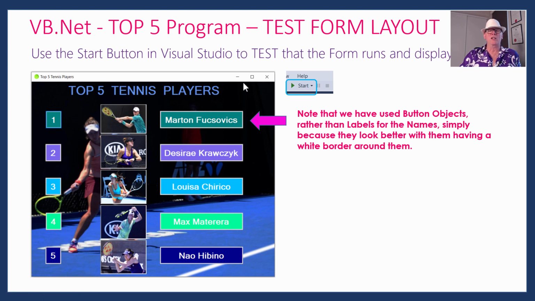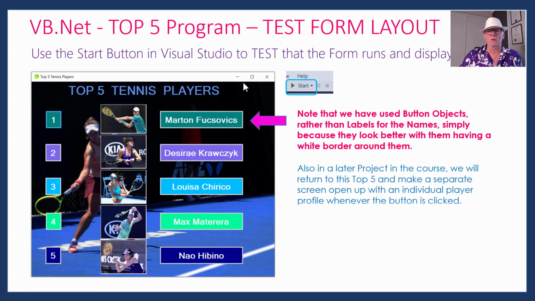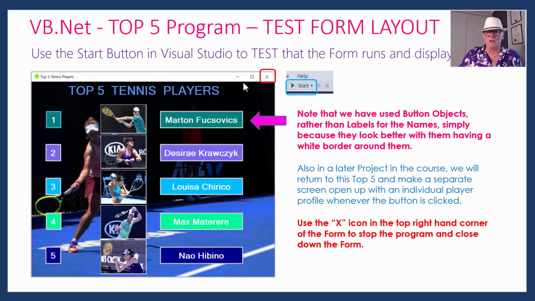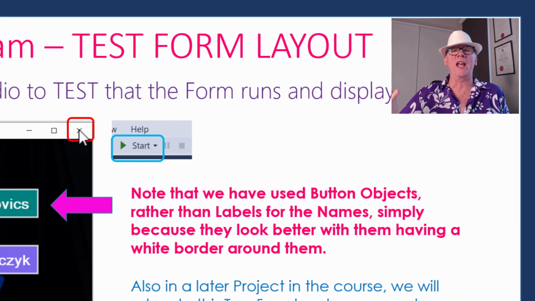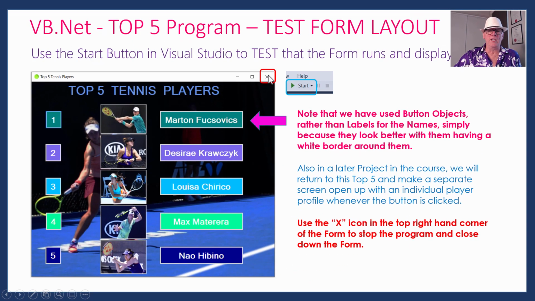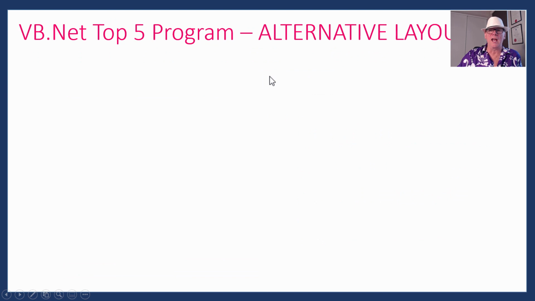So we've used those button objects like we mentioned rather than labels because they look better with that white border. In the later project, we will make them clickable to open up different screens. Now, we haven't got an exit or a close button here, so just click the X up the top right-hand corner of the window, just like you would for any Windows application, and that will close the form down. So we're not putting an exit or close or quit button, just use that X in the top corner for this particular project that we're doing.